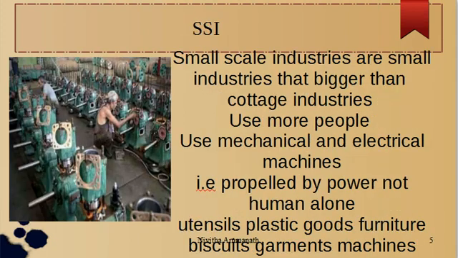Small scale industries. Small scale industries are small industries but bigger than cottage. They use more people, maybe up to 100 people say. They use mechanical and electrical machines. They use machines, not just your hands, not just human beings, but more. It's propelled by power. What are the examples of the products of the small scale industry? Utensils, plastic goods, furniture, biscuits, garments, etc. This you can see here, pump making in a Coimbatore foundry. This is making of the pumps in a small scale industry.